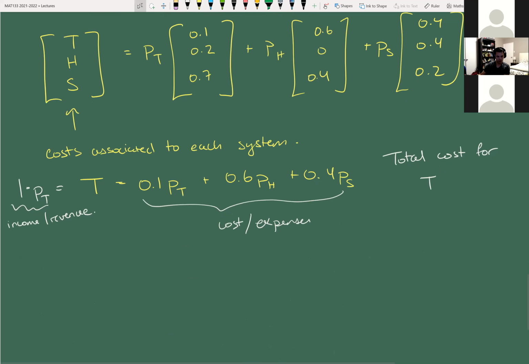And so you would do that with each of these things. Why is it 1? It's 1 times, so it's like 1.0 times PT. Because remember, PT is the price that the telecommunications industry charges. And so their total income is 100% of their economic output multiplied by the price that they sell it at, right? That's their income.